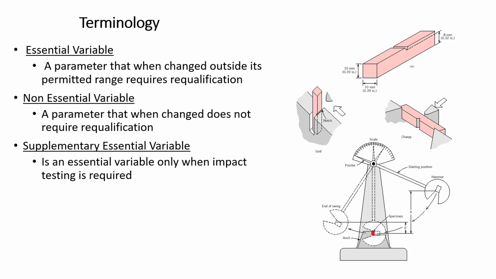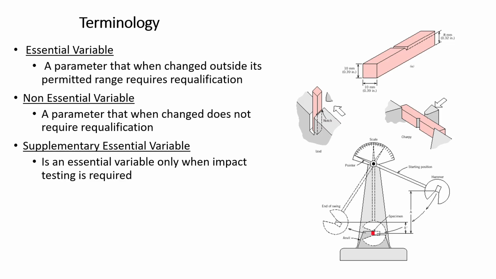So when we're talking about these variables, we're talking about an essential variable. So that when we change this outside its range, we're going to have to requalify. And that's because we've changed the mechanical properties of the base metal, weld metal, or heat affected zone.